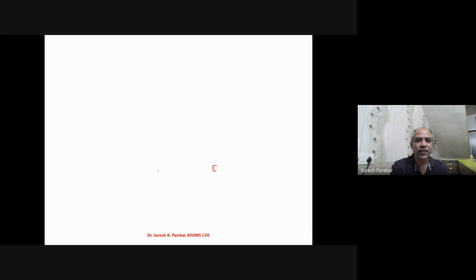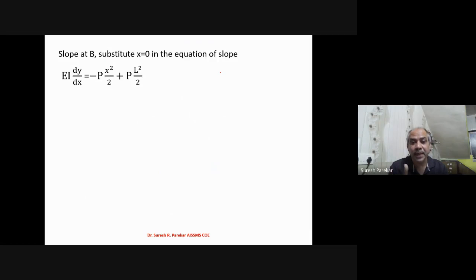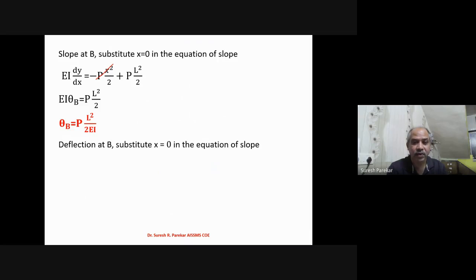So here we have the first equation, that is for slope: minus px square by 2 plus pl square by 2. If I have to find it at B, because we have written slope from B, that value will be PL square upon 2EI. This is the value because at x equal to 0 this term is 0. We get a plus value, so this is clockwise. We are coming from the right, so we get plus, clockwise.